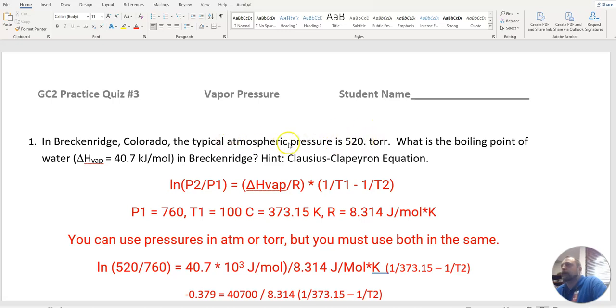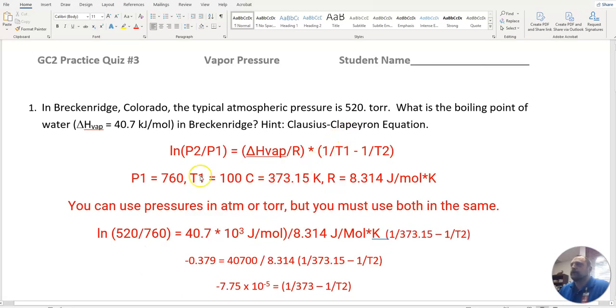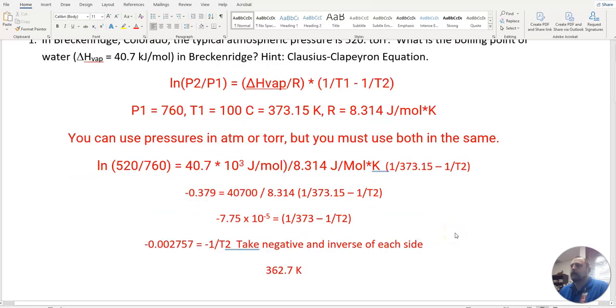So when I look on here, it says 520 is the typical pressure, and they want to know the boiling point at that. So I'm going to make that P2, and my P1 would be 760, which is our normal atmosphere, our standard, and then 100 degrees Celsius is what we look for in water. And so that's what we're going to be using here. So I went ahead and took everything to Kelvin, and then I did a bunch of math, mostly just sticking this in, and then solving for T2, and I came up with 363.7.